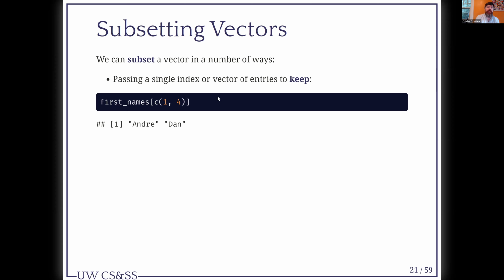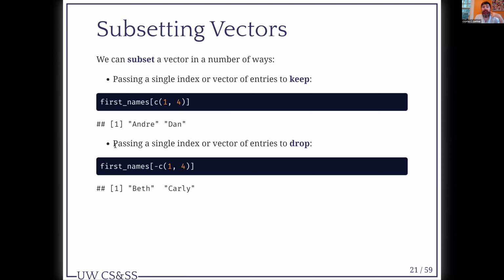Okay, so subsetting vectors. We can subset vectors in a number of ways. One way is that we could pass a single index or vector of entries that we want to keep from that vector. So for instance, I could say first names and then give it the vector 1 and 4. This will give me the first name and the fourth name. Okay. If I said C 1, 2, 3, and 4, it would just give me the entire thing because there's 4 elements to it.